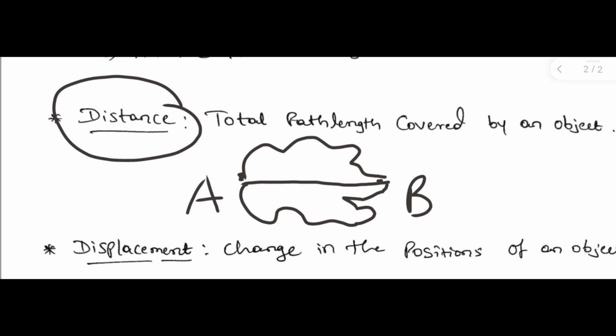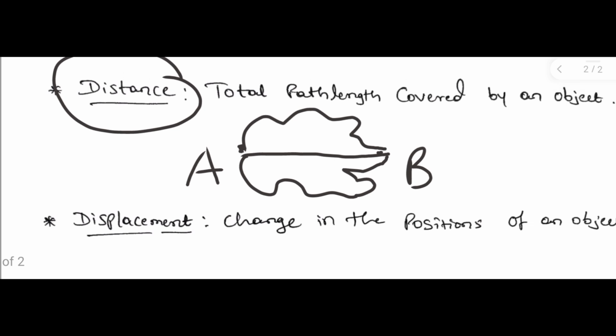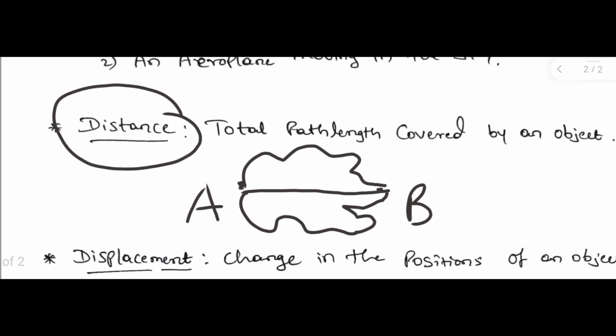The total path length covered by an object is known as distance. The body or particle may travel in any possible direction. This is a scalar quantity. Distance is a scalar. Why? Because there is no direction. That's why it is a scalar quantity.